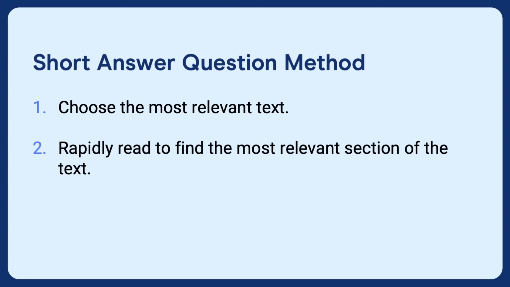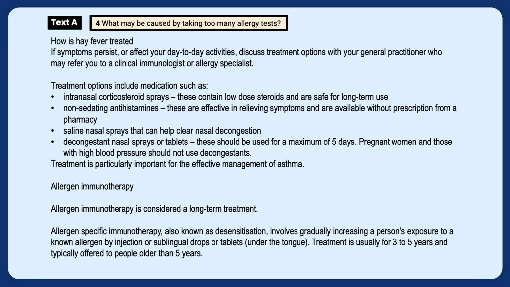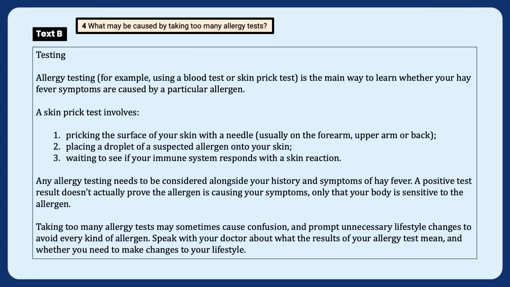Second, rapidly read to find the most relevant section of the text. And third, read carefully to find the particular word or phrase to answer the question. So I chose text A, and I can't find anything in text A about taking too many allergy tests. Can you see anything? You might want to pause the video and scan your eyes across the text, looking for something about taking too many allergy tests. Nothing? So let's check text B.